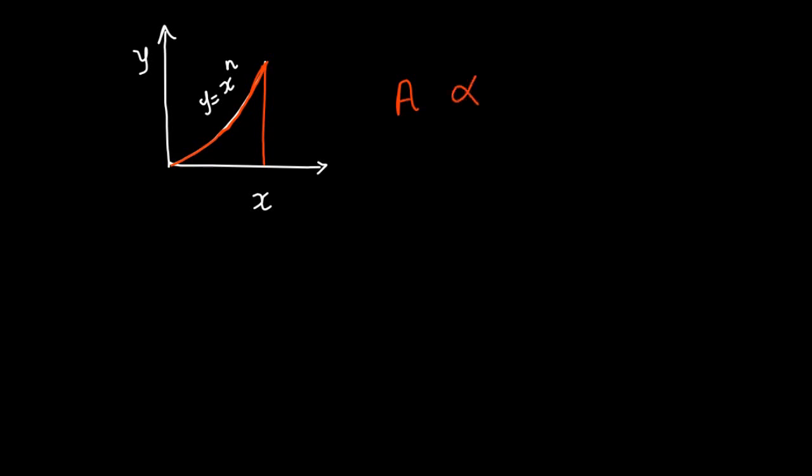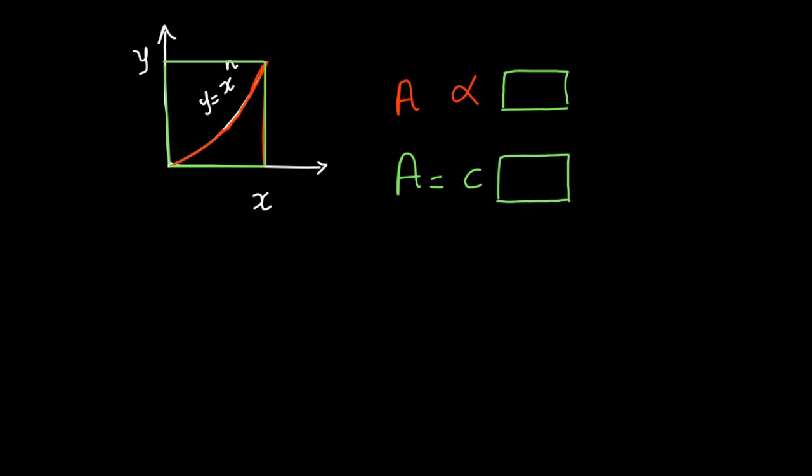Where is our green rectangle? Here is our green rectangle. And you know what is the area of the green rectangle? It's directly proportional to the green rectangle. So if you want to eliminate the proportionality sign, you introduce a constant c. It's some fraction of the green rectangle, and its area is equal to c into, what is the area of the green rectangle? It's length, which is x, into height, which is y. So it is x into y.